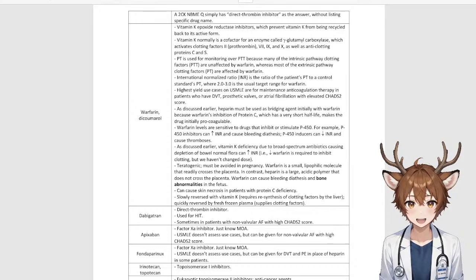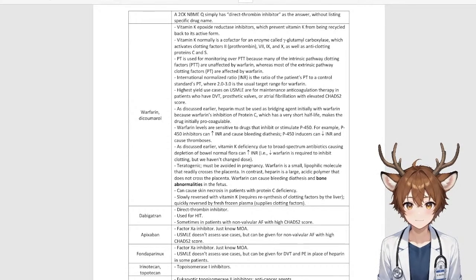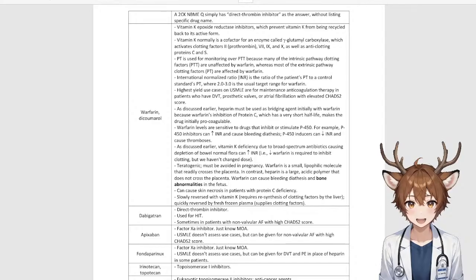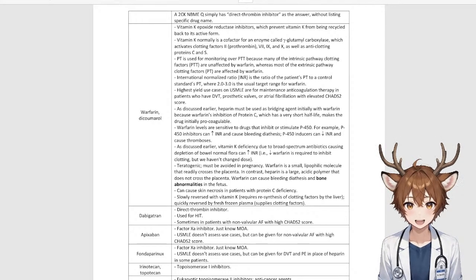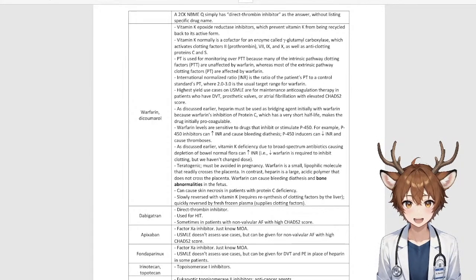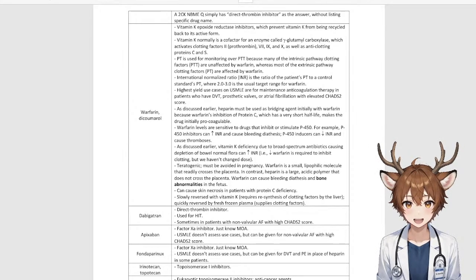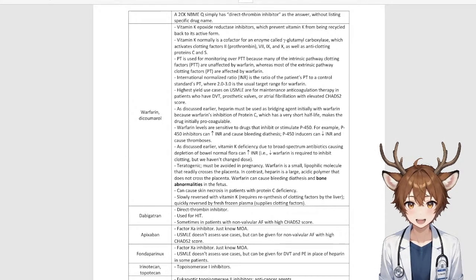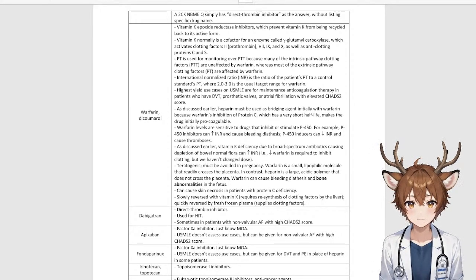Warfarin levels are sensitive to drugs that inhibit or stimulate P450. P450 inhibitors can significantly elevate INR and cause bleeding diathesis. P450 inducers can decrease INR and cause thromboses. As discussed earlier, vitamin K deficiency due to a broad-spectrum antibiotic causing depletion of bowel normal flora can increase INR, i.e. less warfarin is required to inhibit clotting, but we haven't changed doses.